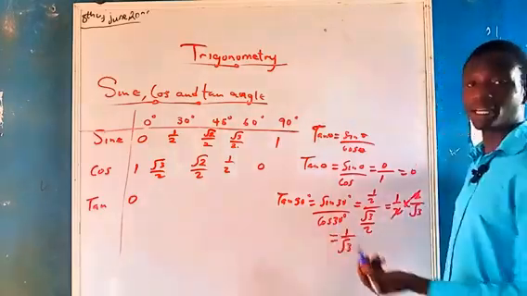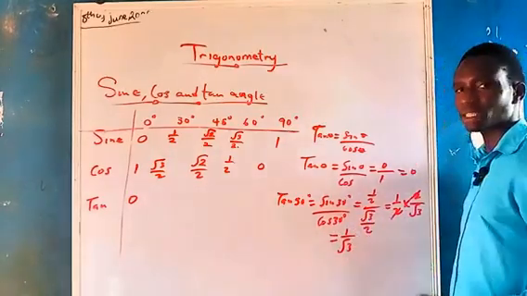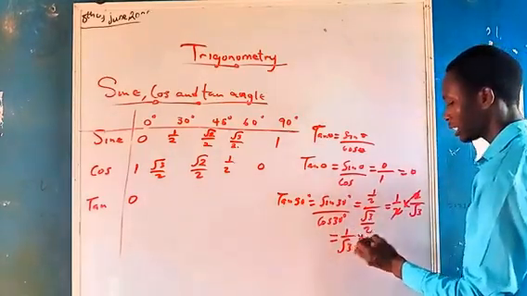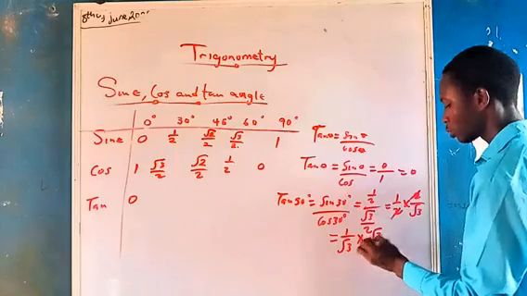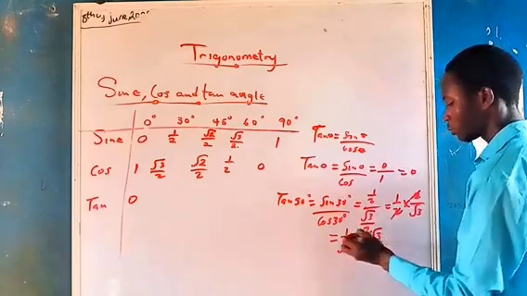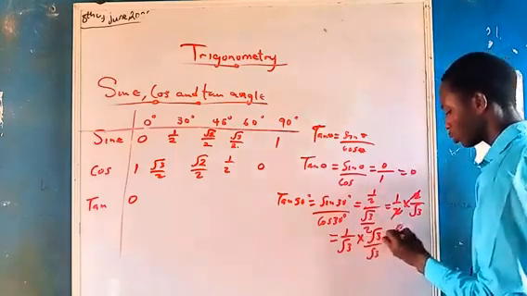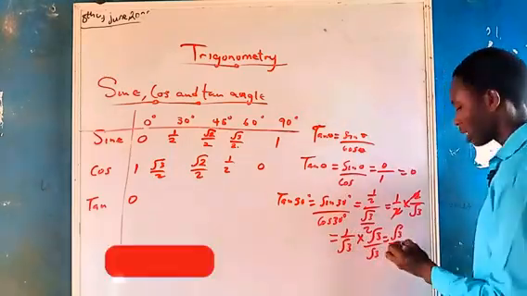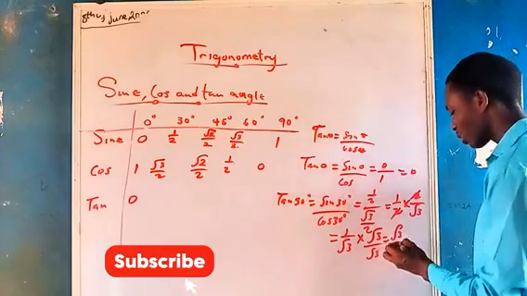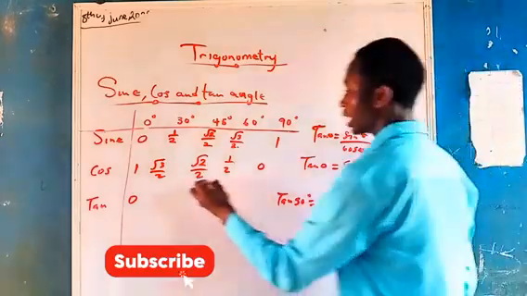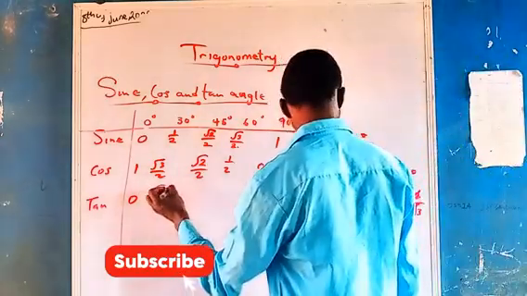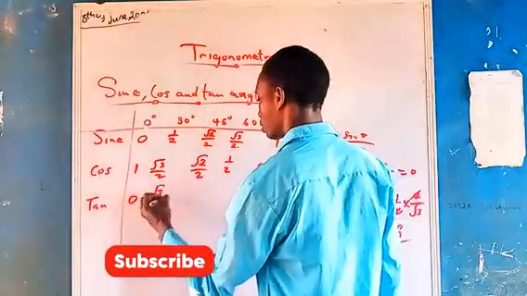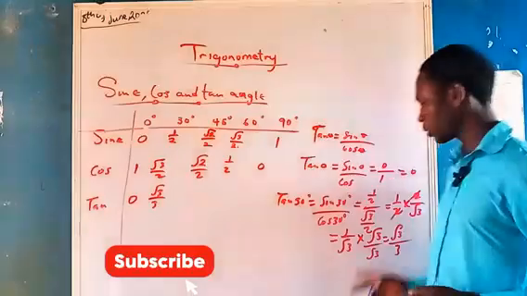And then I can rationalize this. What do we mean by rationalization? That is, you multiply this by root 3 over root 3. Now, 1 multiplied by root 3 equals root 3. And then root 3 multiplied by root 3, that's root 9. And if you find the square root of 9, you are going to have 3. So therefore, I'm writing this as root 3 over 3. Okay, that's cool. I hope you get what I did here now.